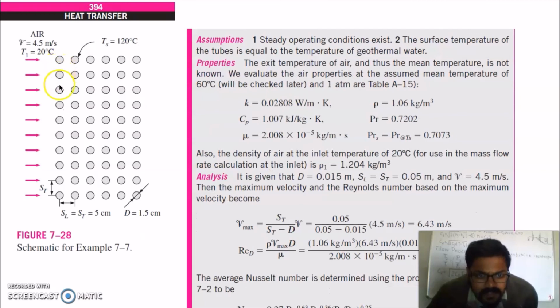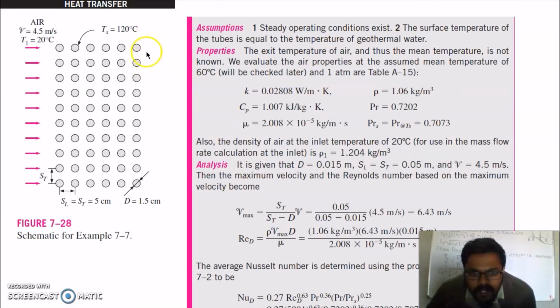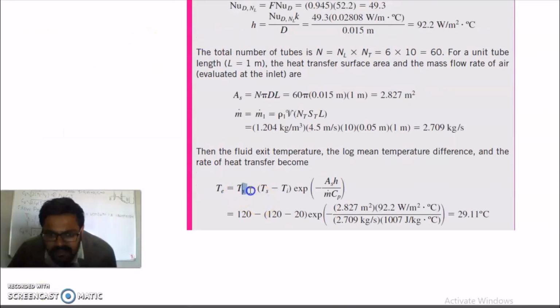Spacing, this spacing, the space between the tubes. So this is the air exit temperature, means the temperature of air at this point when it has passed through all the bundle of tubes. So this is the formula to find exit temperature. AS is the surface area of tubes, h is the convective heat transfer coefficient, Cp is the specific heat of air, m is the mass flow rate of air. This is your exit temperature of air, 29.11 degrees Celsius.